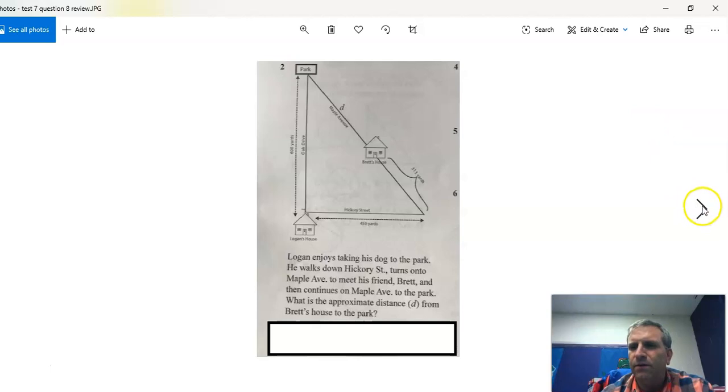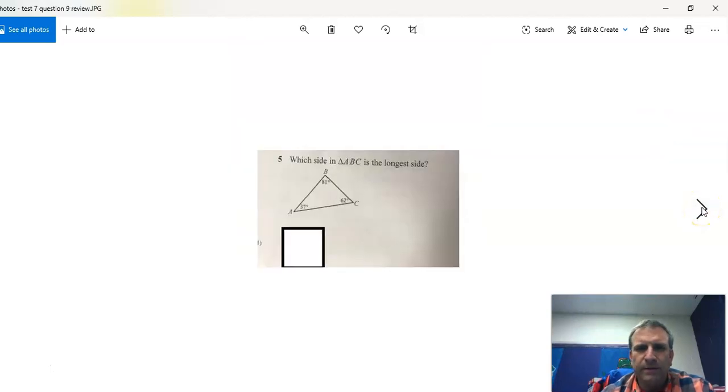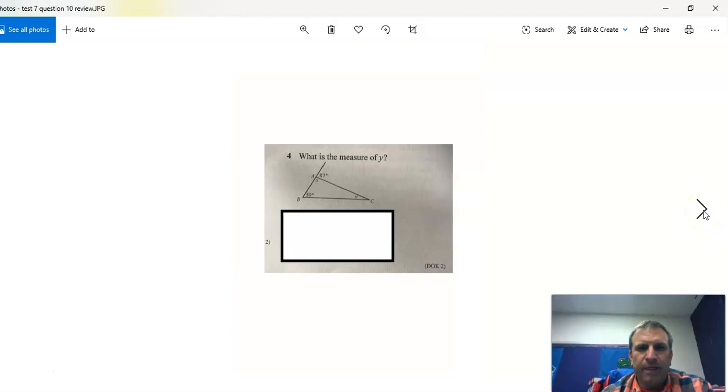This one takes a little bit of thought. What is the longest side? Well, the side opposite the largest angle. What is the measure of y? This angle right here. Very similar to our first question. There's a couple of ways that you can solve this.